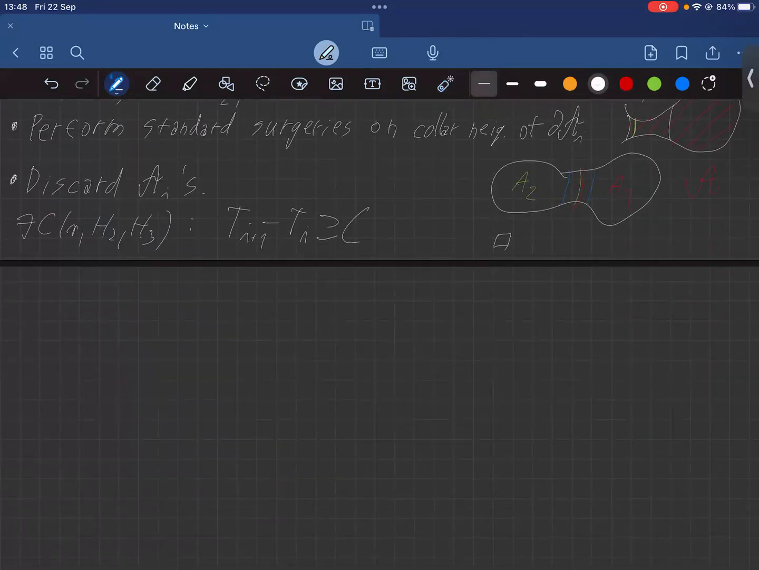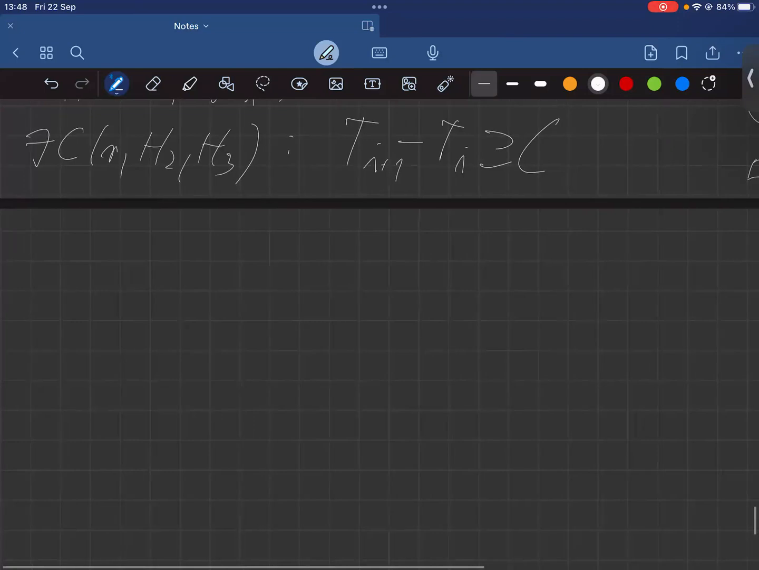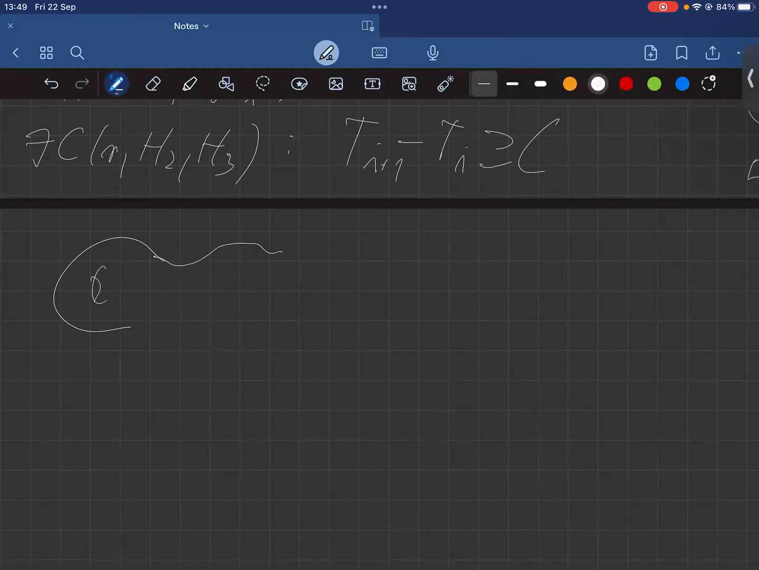So maybe just a small picture of how this might look. So we can have something like this. We have some region here. Let's say there are a lot of holes, something like this. Then there is a neck, maybe another hole, and a cap, something like this.